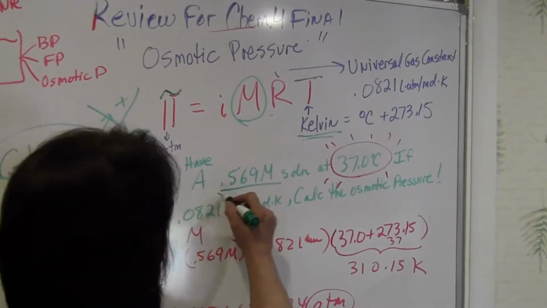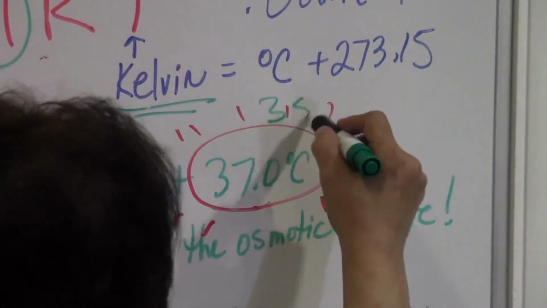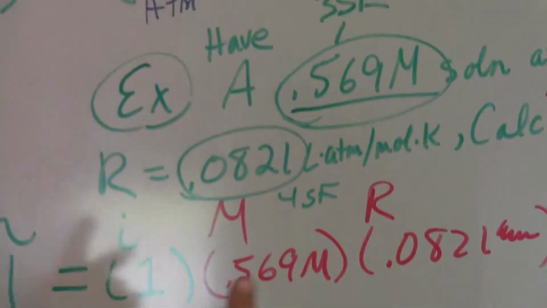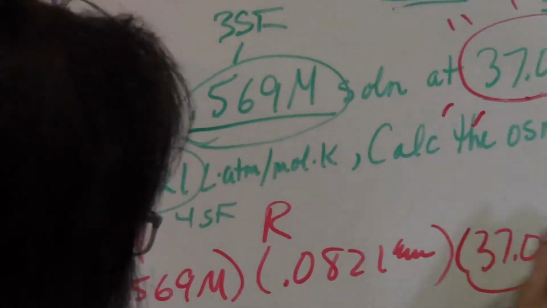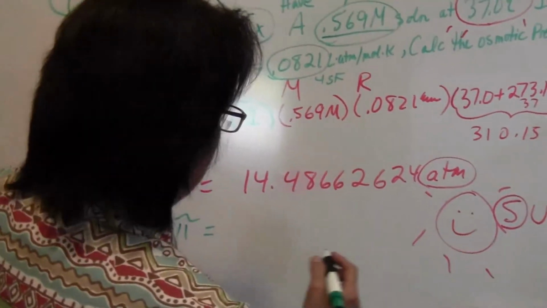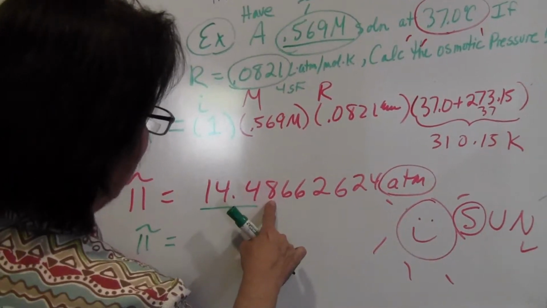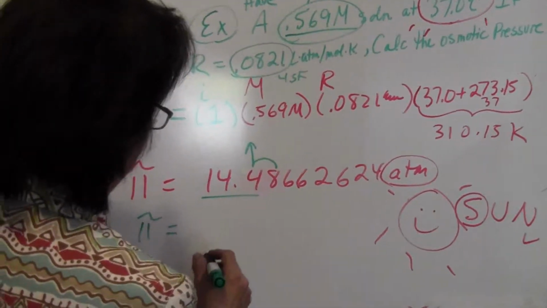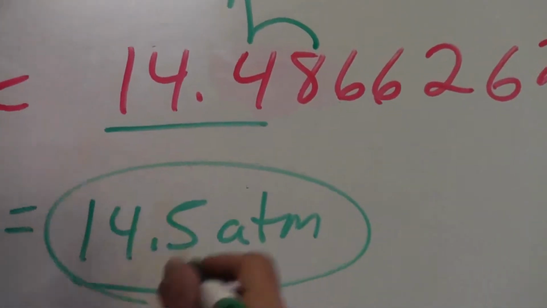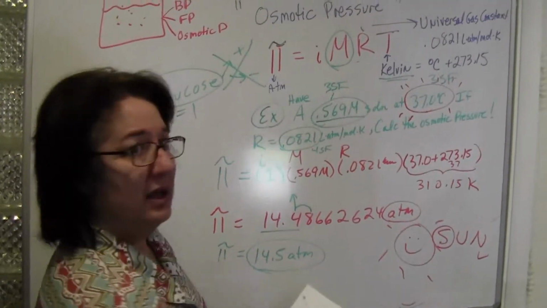0.569 has 3 significant figures. 37.0, 3 significant figures. 273.15, 5 significant figures. Always use the least number of significant figures when you're multiplying or dividing, which is what we're doing, 99 times out of 100. 3 significant figures, 1, 2, 3. Since the number after our last significant figure is higher than 5, we're going to round that 4 up. So we have 14.5 atmospheres.